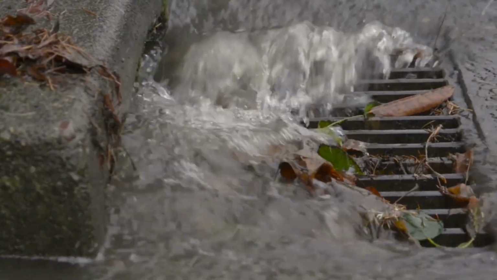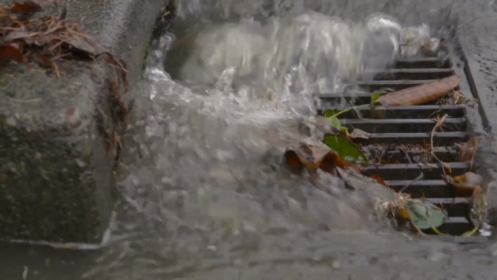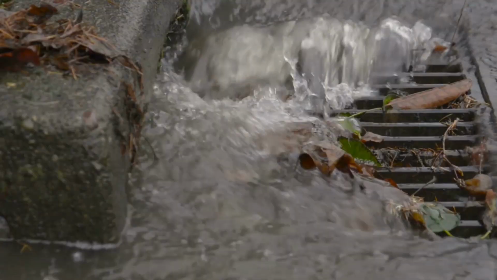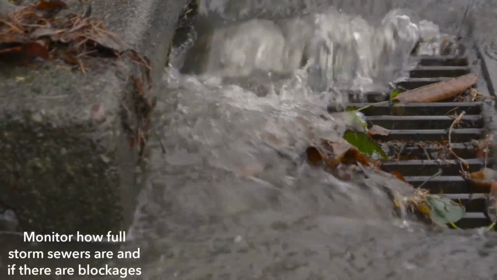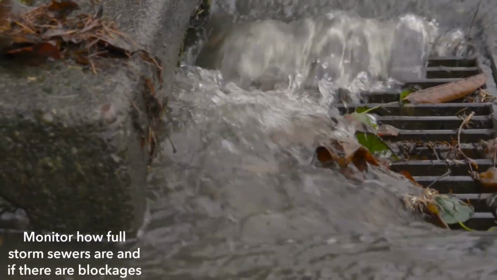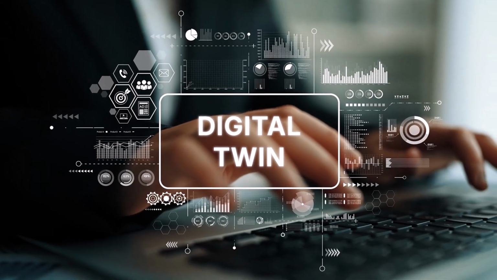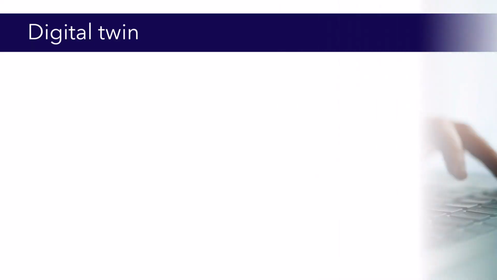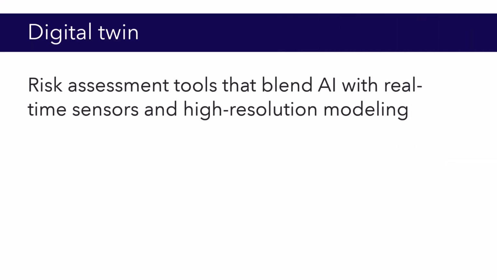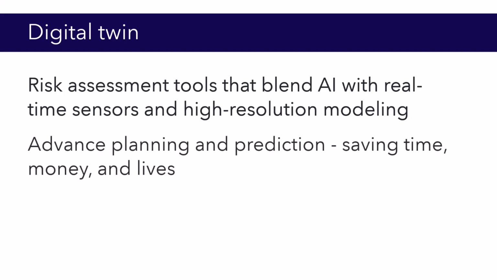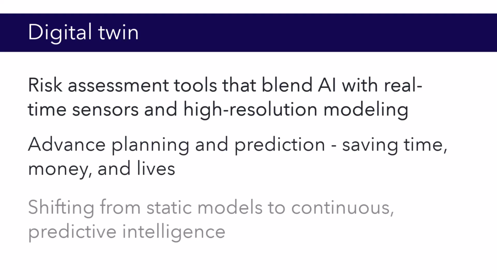For urban areas where stormwater drainage management systems must carry away excess flow, a digital twin can monitor how full the storm sewers are getting or whether there are blockages preventing flow. Digital twins are driving a major leap in flood management. More than just a map, they are risk assessment tools that marry artificial intelligence with real-time sensors and high-resolution modeling to advance planning and prediction, ultimately saving time, money, and even lives. Digital twins are shifting the future of flood analyses from static models to continuous predictive intelligence.